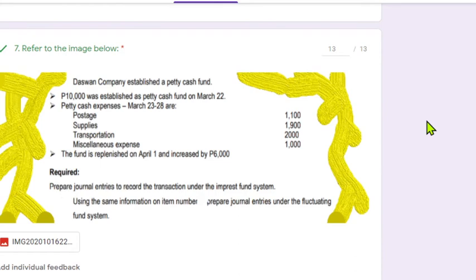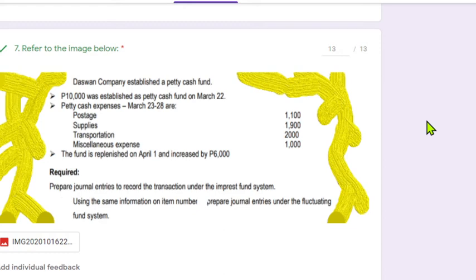So, kanina, yung establishment ng petty cash fund on March 22, that is 1 point. So, i-check mo. Then, yung no entry, that is 1 point. I need na makita yung mismong term na no entry or no formal journal entry para makita natin that you already learned yung konsepto ng imprest versus fluctuating.